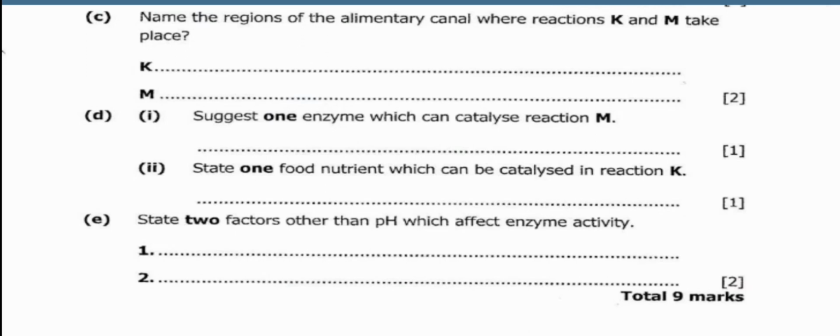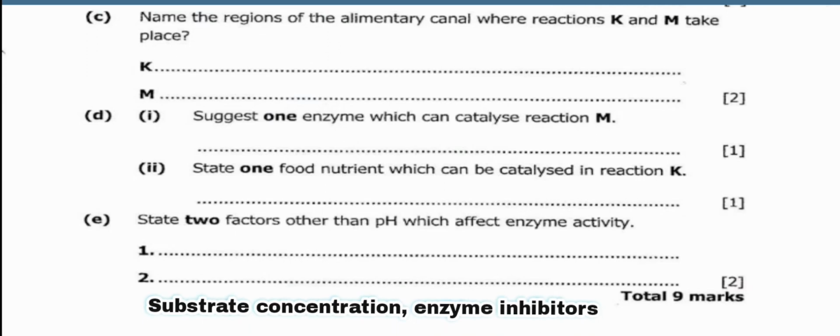Then as for the last one, which is E, state 2 factors other than pH which affect enzyme activity. So we need to exclude the pH. The first one, we are going to talk of the temperature. Apart from the temperature, we can also include enzyme concentration, substrate concentration, and also enzyme inhibitors and enzyme cofactors.